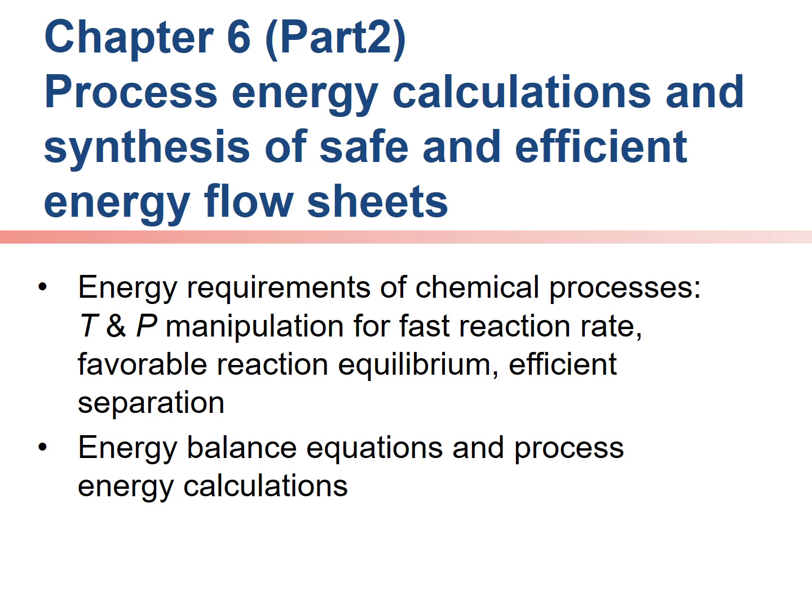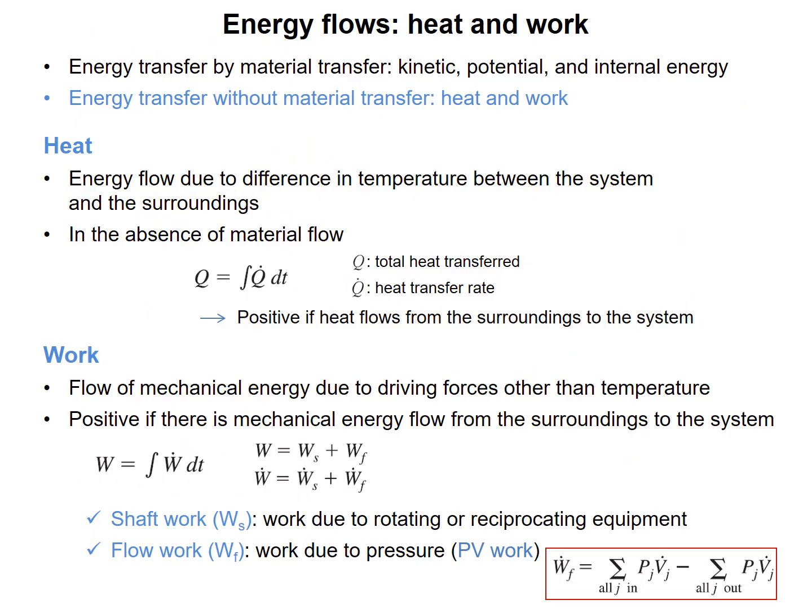Chapter 6, Part 2. We are still on the process energy calculations based on energy balance equations. Let me think about the energy flows, about heat and work. Energy transfer by material transfer includes kinetic energy, potential energy plus internal energy. Kinetic energy and potential energy of the flows, and also the materials inside of flows have some internal energy.